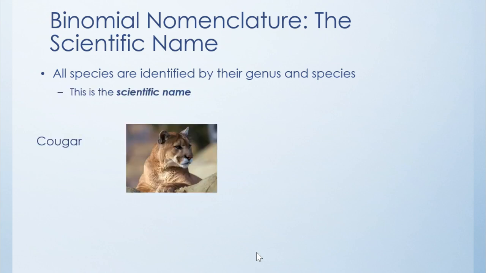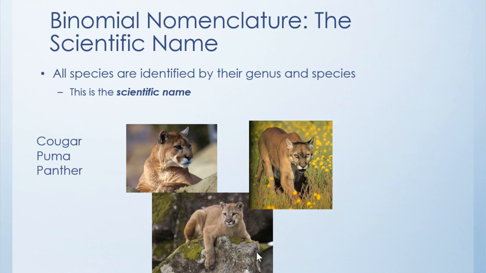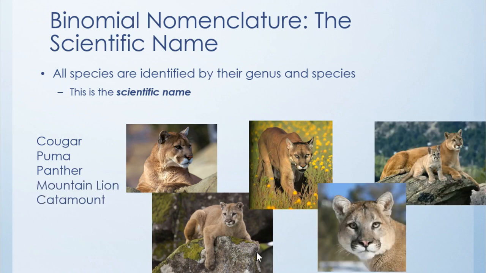So think about the cougar, right? So why do we need this binomial nomenclature? Well, this is a cougar, right? That is a puma. That is a panther. That is a mountain lion. And that is a catamount with a cub. Cub, not kit, sorry. That's something else. Here's the thing. With all these common names, you might think that these are different animals because they're different common names. They're not. They're all Puma concolor, and they're all the same species.